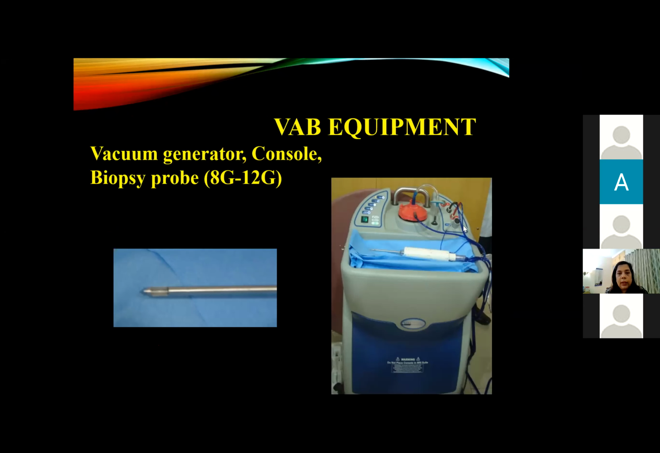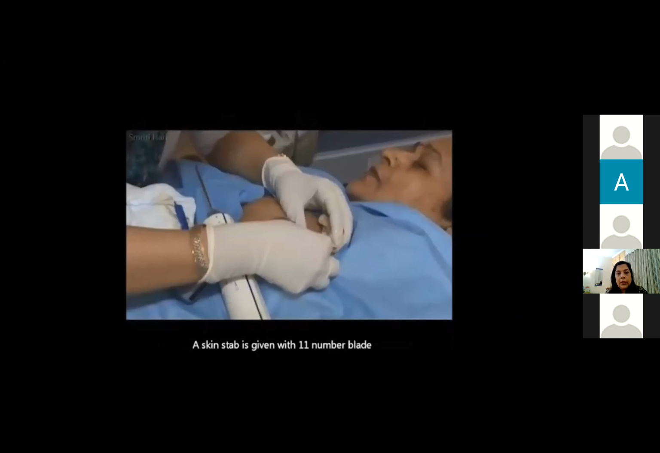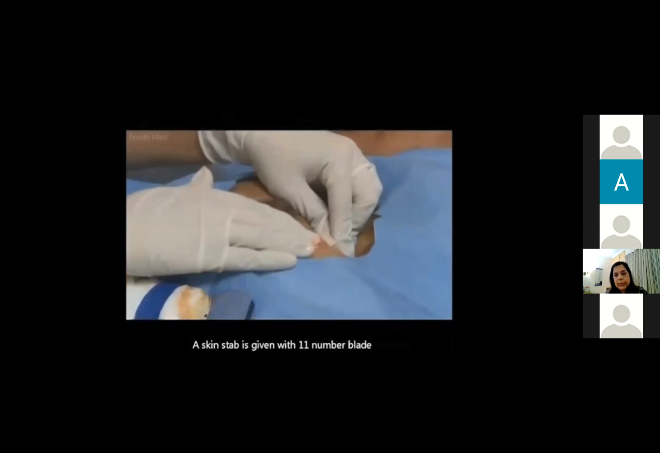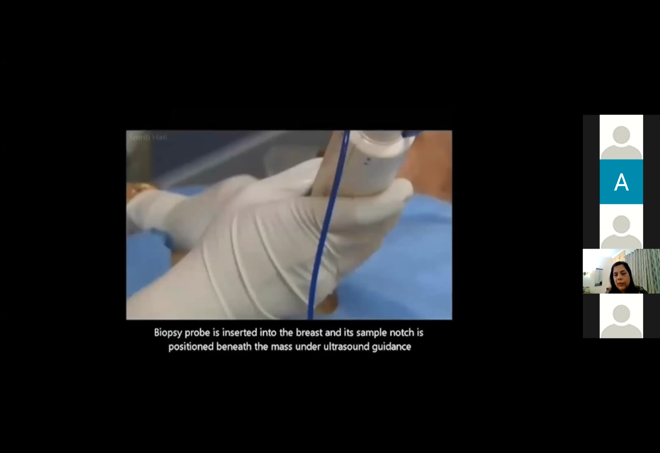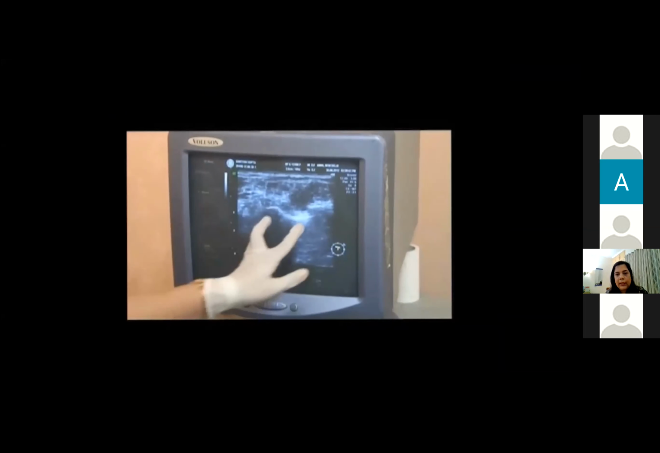So this is how VAB equipment is. This is the console which generates the vacuum, and this is the vacuum generator. This is the console with all the controls, and this is the gun that we use, which is thicker. It ranges from 8 gauge to 12 gauge, as opposed to the core needle biopsy, which is 14 gauge. So here is a very short video just to show that the vacuum assisted biopsy is not much different from a routine core needle biopsy.